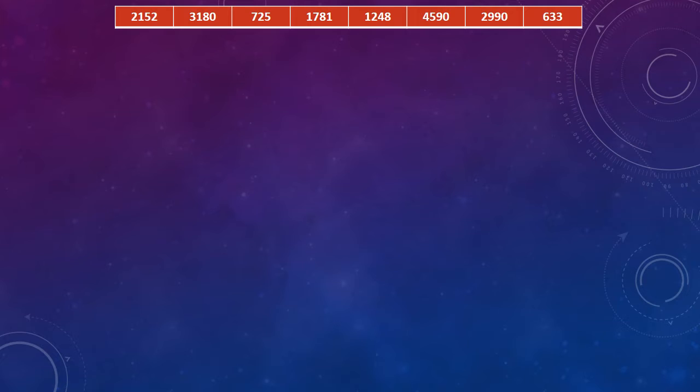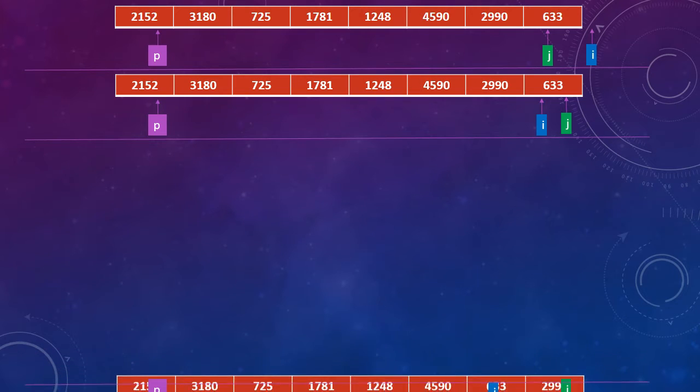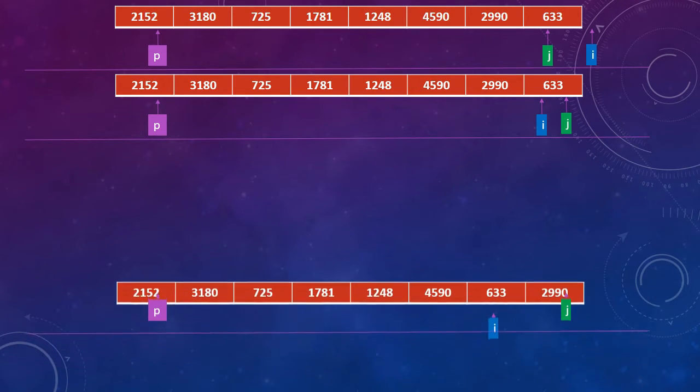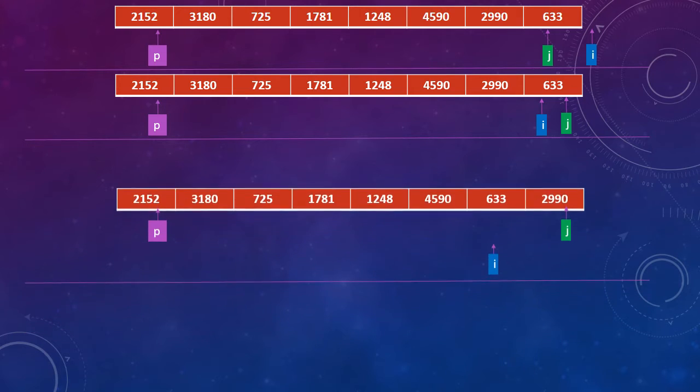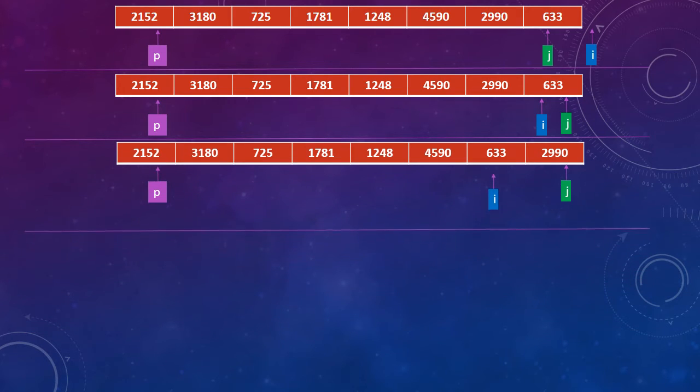It consists of 8 elements, and initially we have to take a pointer i, j is a variable, and p is the pivot element. I have taken 2152 randomly as the pivot element, and later on the value of i is incremented because the value of j is less than p. So if the value of j is less than p, we have to increment i and swap i and j.